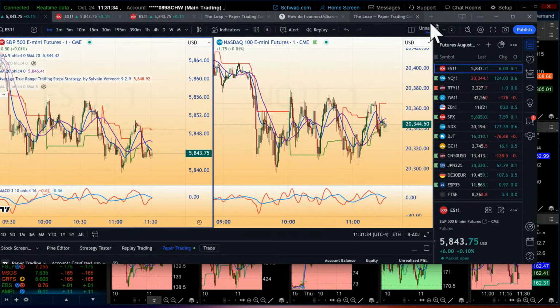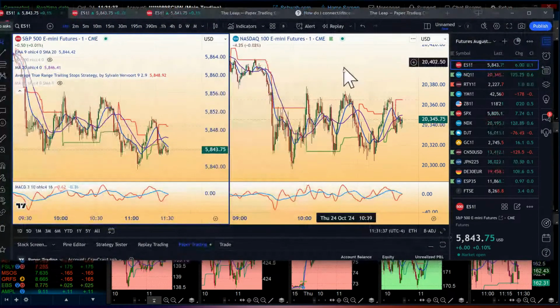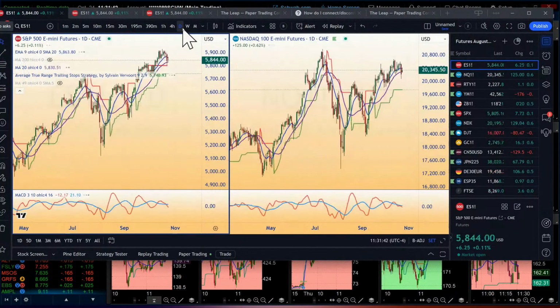So this is what I want to show you. I look at things in relation to other things. What do I mean by that? So I look at this. I think a lot of indexes are interrelated. So I'll show you what we're talking about.